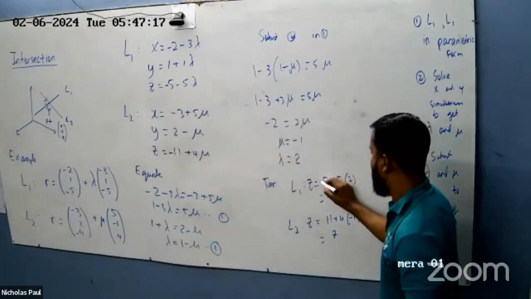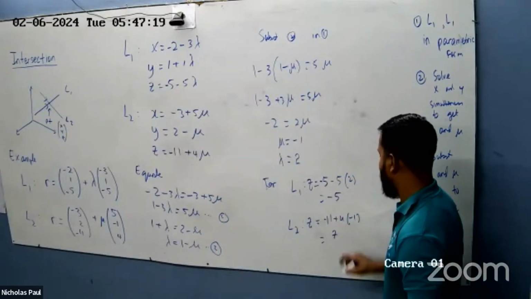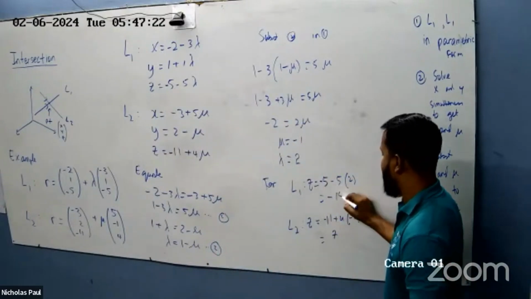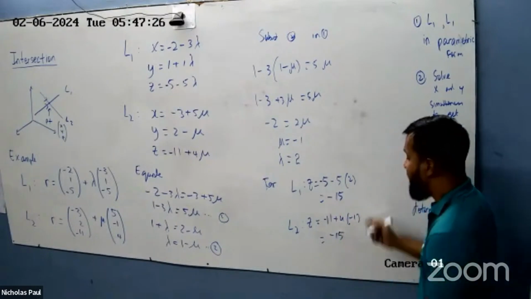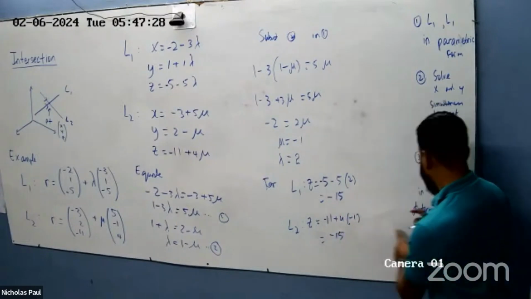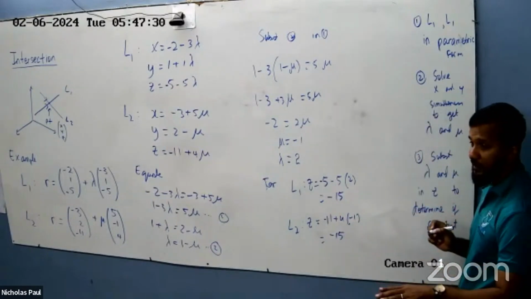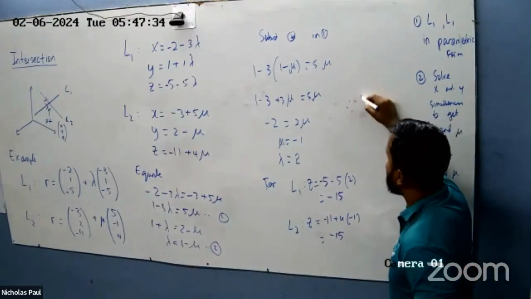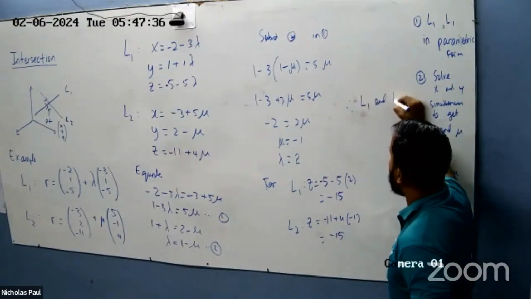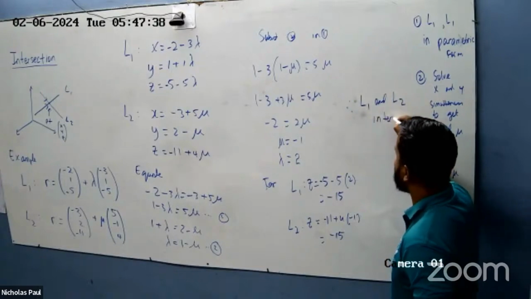Right? Minus 5 minus 11. So this would have been minus 15, and this would have been minus 15. If the value is not the same, it means it's not consistent and they don't intersect. From my first example, it was supposed to intersect. So therefore, L1 and L2 intersect.